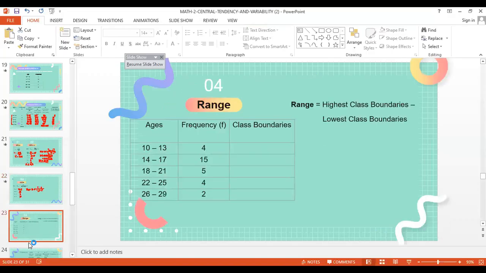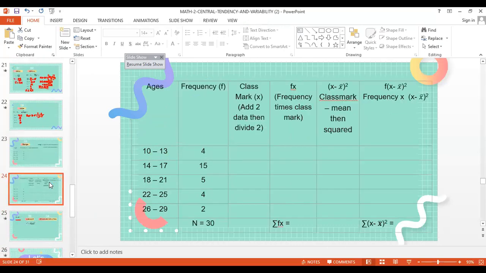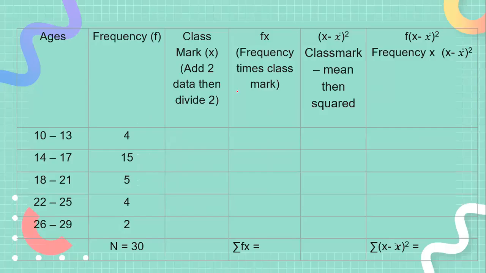Okay, let's proceed, class, no? We're done with the class boundaries. Okay, we're done with the range. So we're moving on from the table. Okay, for getting the class mark, it's like this. We add the two data. So for 10 and 13, add, divide by 2. Now, 10 plus 13 divided by 2, how much, class?